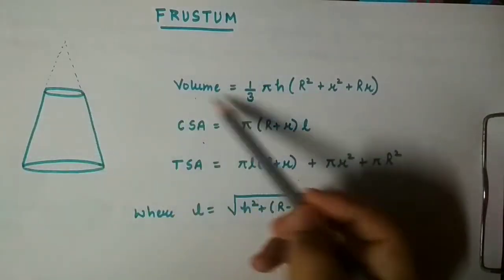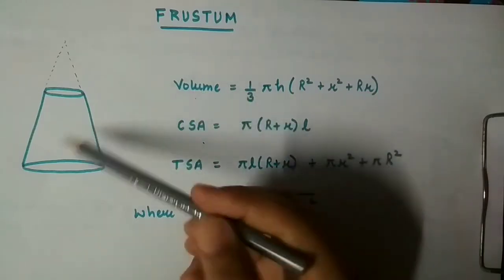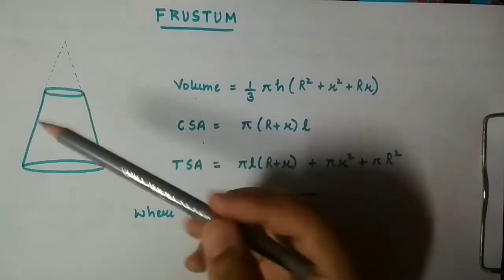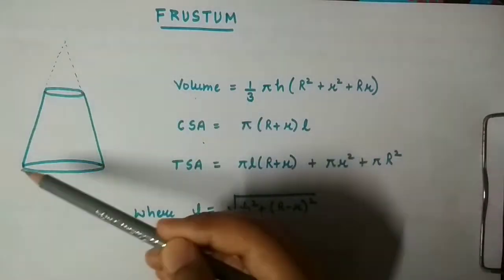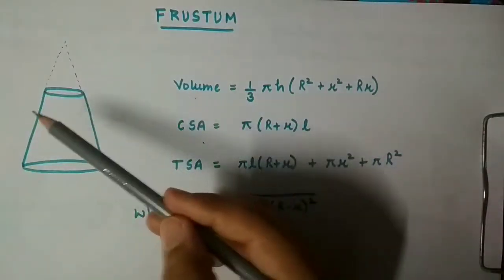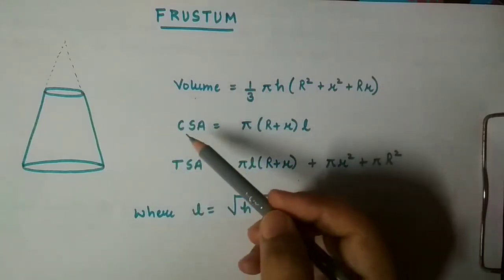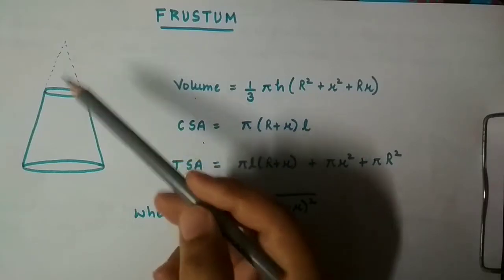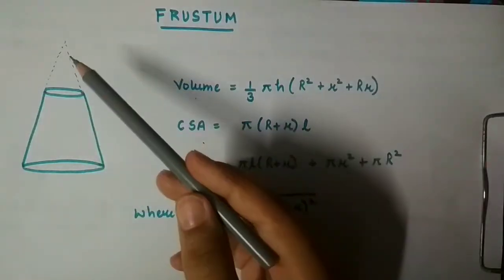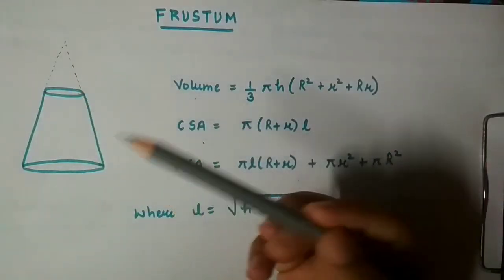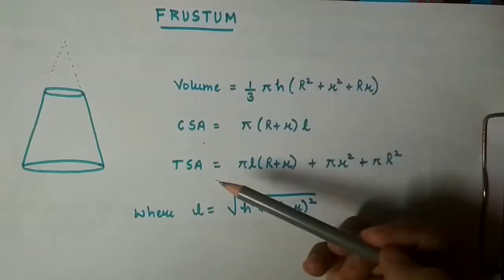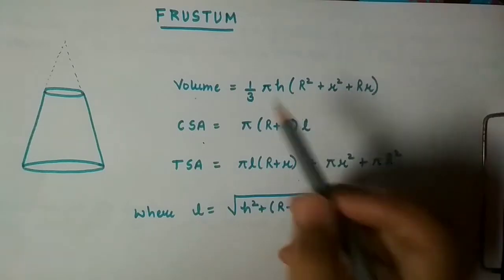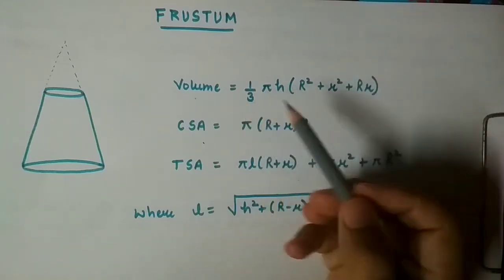In order to find the volume of frustum, we subtract the volume of this small cone from the volume of the larger cone and we get the volume of frustum. Similarly, in order to find the CSA, we subtract the CSA of this small cone from the CSA of the large cone and we get the CSA of the frustum. So these formulas are derived in this way only. So you have to learn them, you don't need to do their derivation.